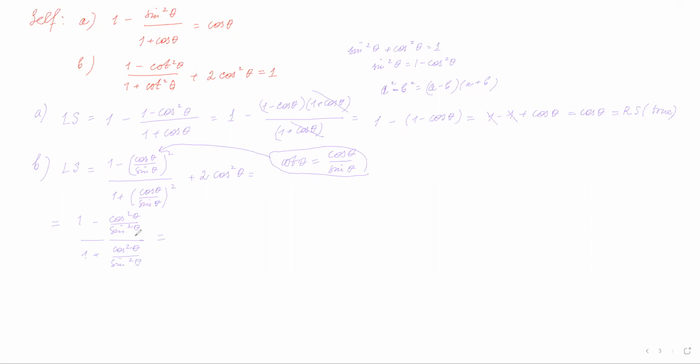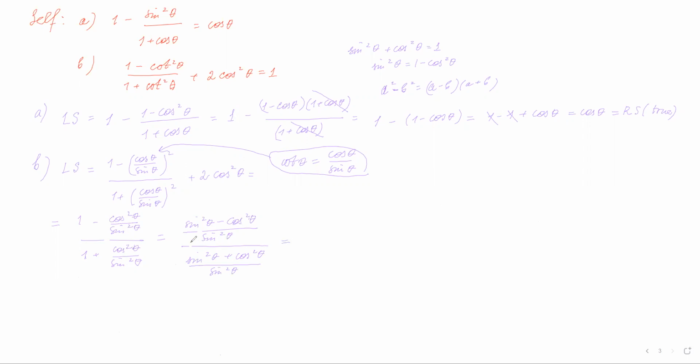Now I'm going to bring numerator and denominator to a common denominator. Right here, it's sine square of theta. So it's sine square of theta minus cosine square of theta, divided over sine square of theta. I multiplied this 1 by sine square of theta and divided it by sine square of theta. Here we have the same denominator, so I'm going to do the same operation. We are not changing 1 into a different number, right? So I'm going to have sine square of theta plus cosine square of theta divided over sine square of theta.